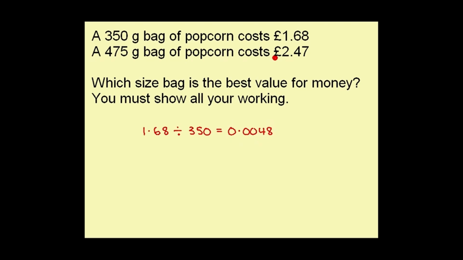For the second one, we've got £2.47 divided by 475. Using a calculator again, I get 0.0052. Again, this is the price per gram, but all I want to do is compare these two.